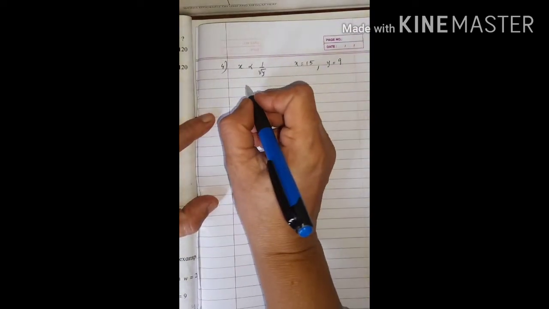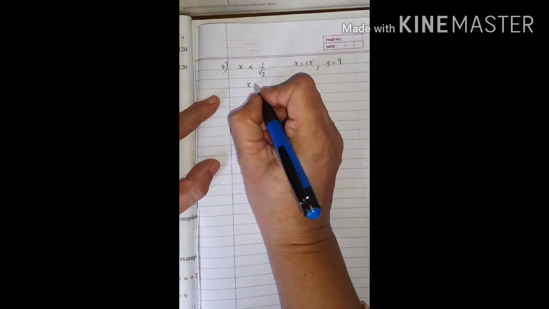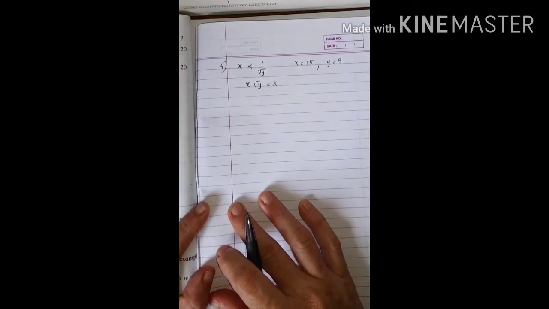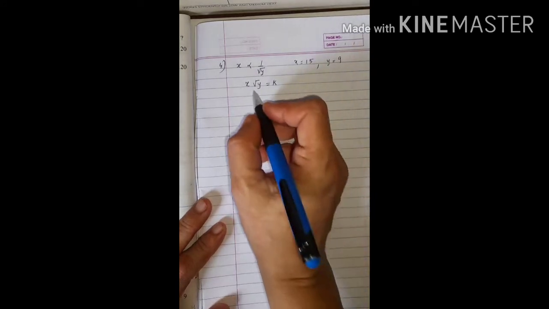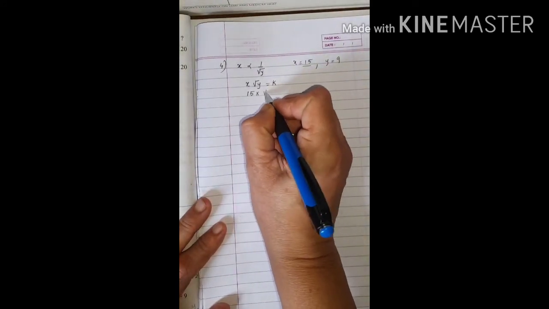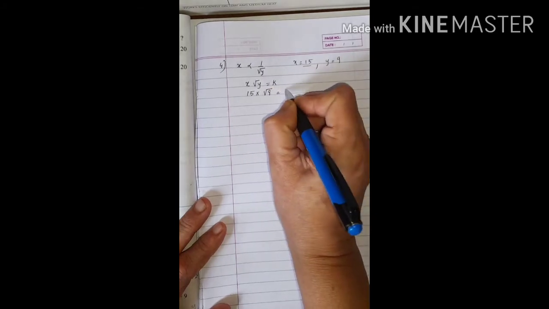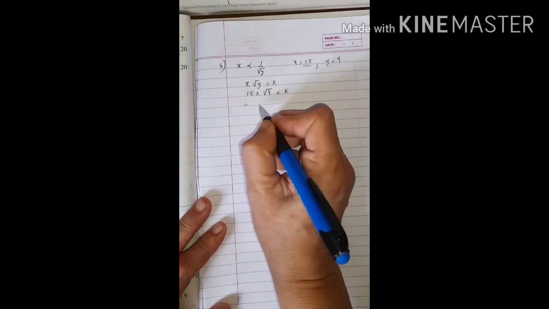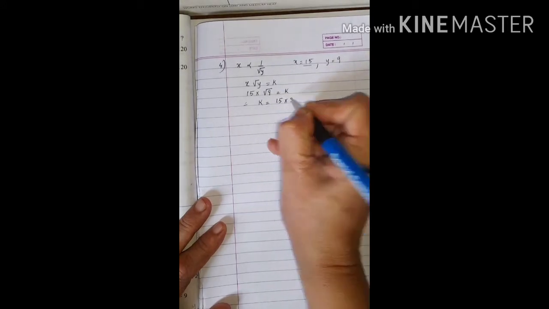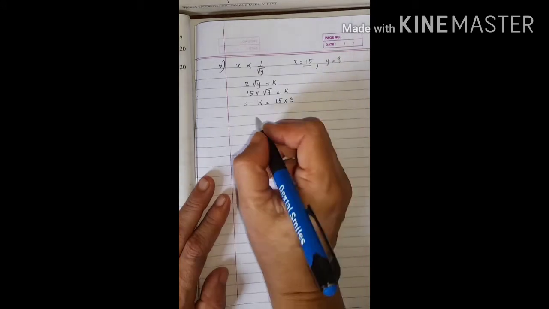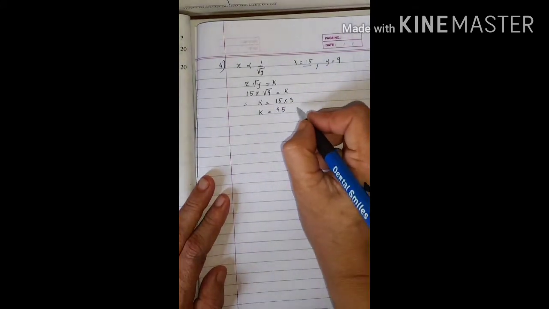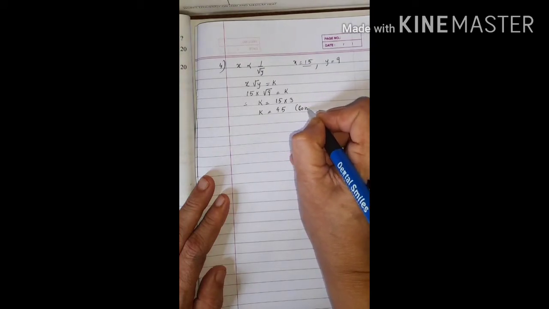So we substitute. Product of the quantities is equal to constant. That is for inverse variation, x into square root of y. What is the value of x? It is 15. Then we will find out square root of y, which is square root of 9, which is equal to k. Therefore, we get k is equal to 15 into root 9. Square root of 9 is 3. So we get k is equal to 45, which is the constant of variation.